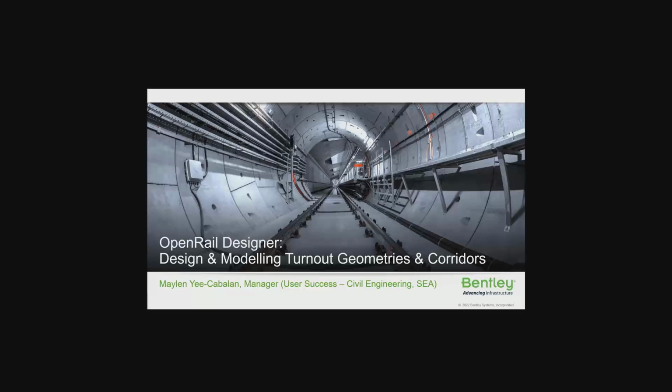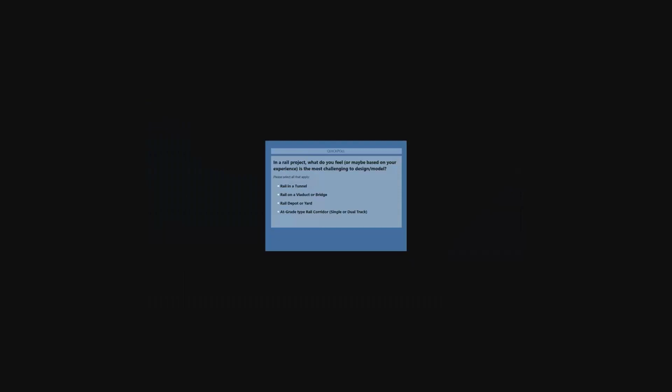Let me try the last one. For those who are doing rail projects, what do you feel is the most challenging to design or model? A rail in a tunnel, a rail on a viaduct or a bridge, rail depot or yards, or the at-grade type rail corridors. Could be any type of track, single or dual. Oops, sorry. I forgot to click the launch button. Hope you can see the poll question now.